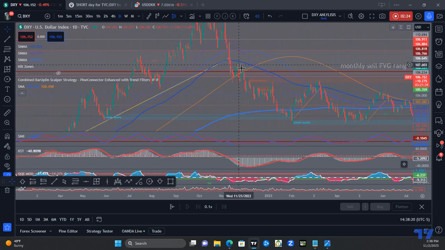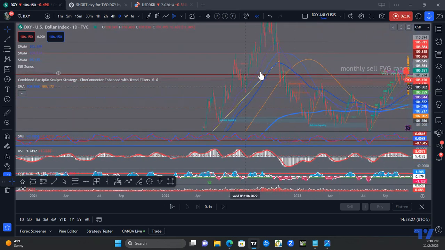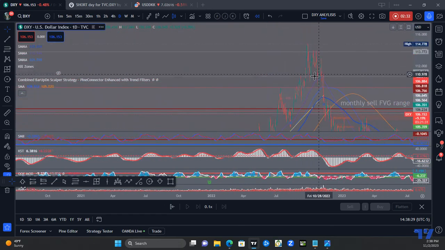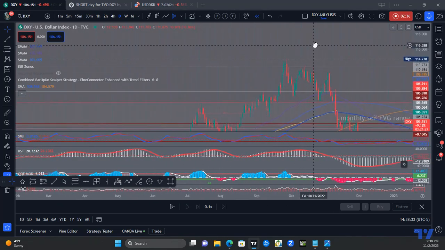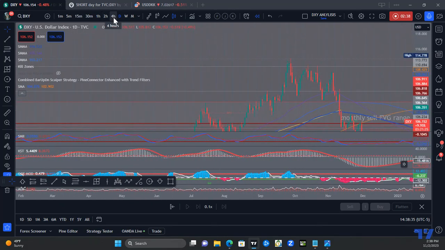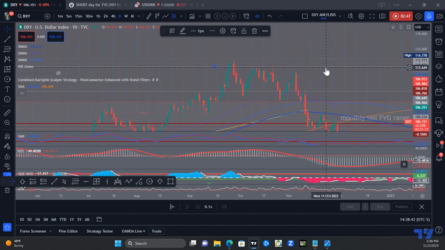So as you can see, this is the monthly sell. Fair value gap range. So my bias was sell as soon as we broke down. And on the lower time frames, you can definitely see how the trend started to reverse at this level of 113,773. Then you go to the 4 hour chart.